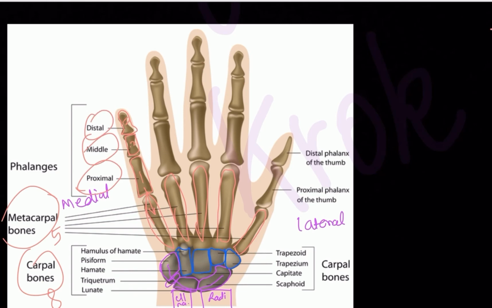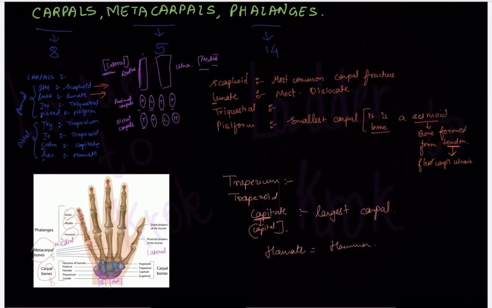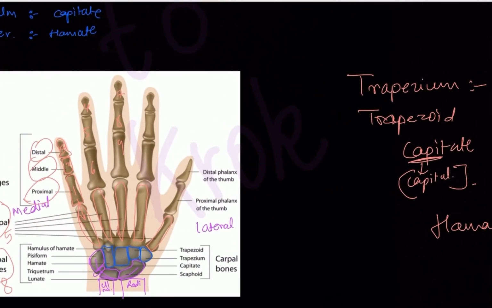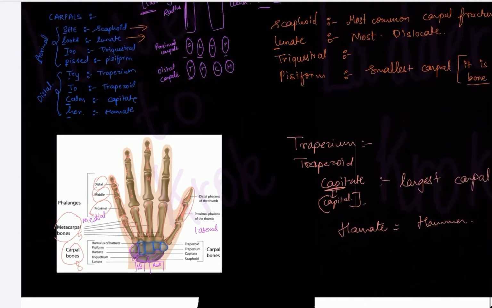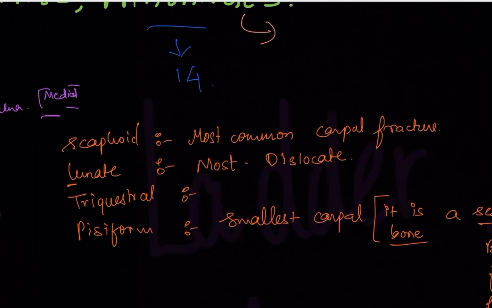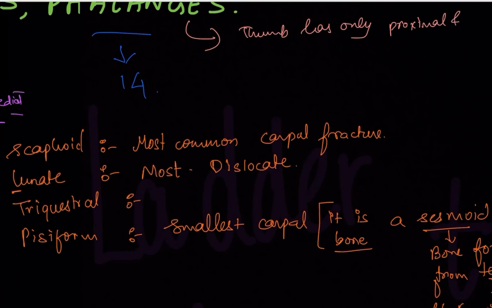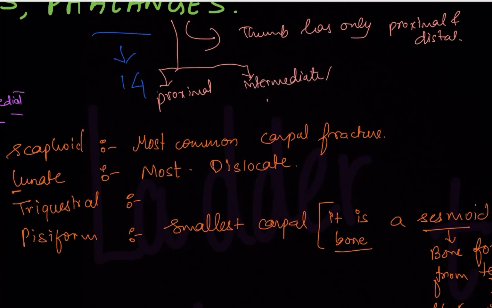If you count out each finger, 1, 2, 3, same way 4, 5, 6, 7, 8, 9, there will be how many phalanges? There will be 14 phalanges. You have to remember, okay? As you can see, your thumb has only 2 phalanges, the proximal one and a distal one. So your thumb doesn't have any middle phalange. For the phalanges, you can write down: thumb has only proximal and distal. And the division of the phalanges is proximal, intermediate, or it is also called middle, and the last is distal.